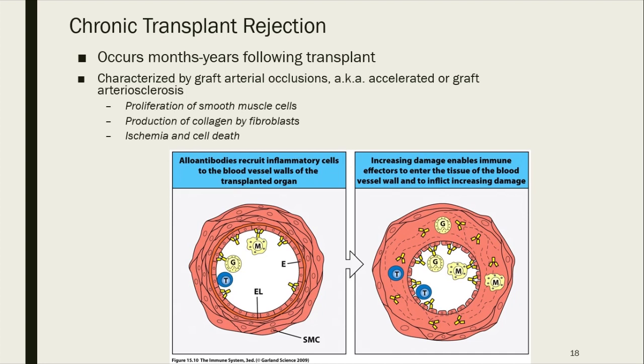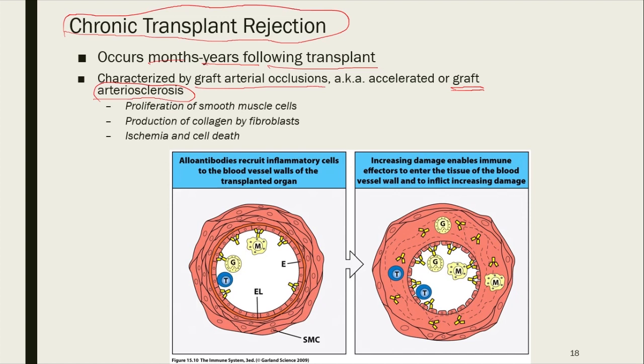Now the third type is chronic transplant rejection. It could happen from months to years following the treatment. This usually happens in the blood vessels, with graft arterial occlusions. Slowly there is an accumulation of atherosclerosis, so-called graft atherosclerosis, thickening of the blood vessels.